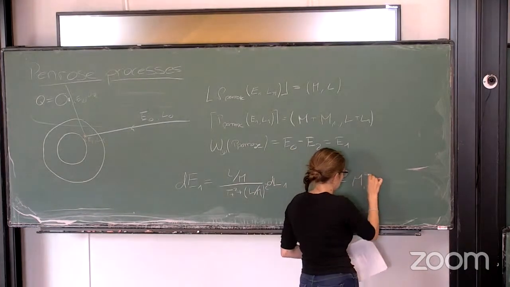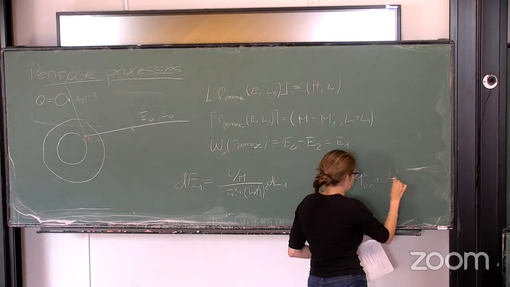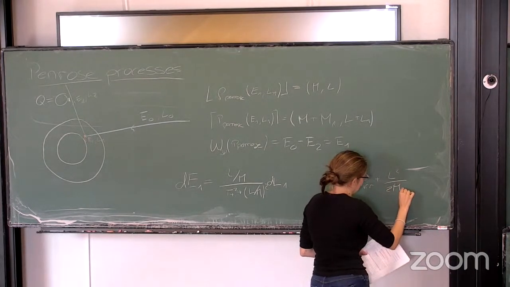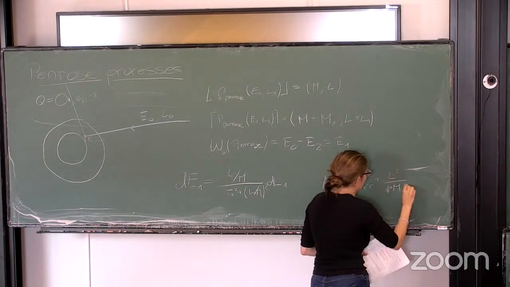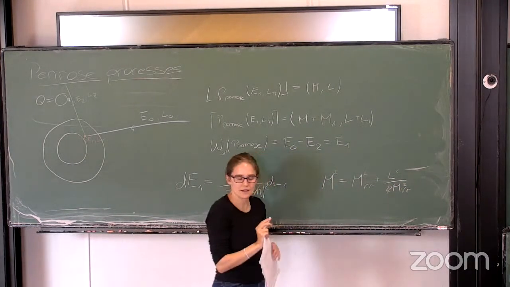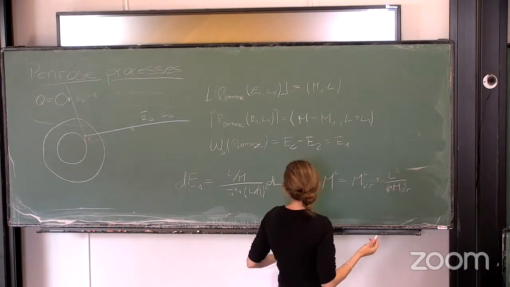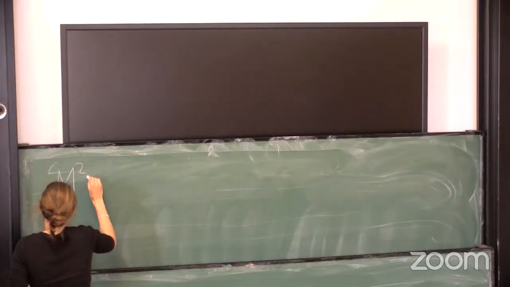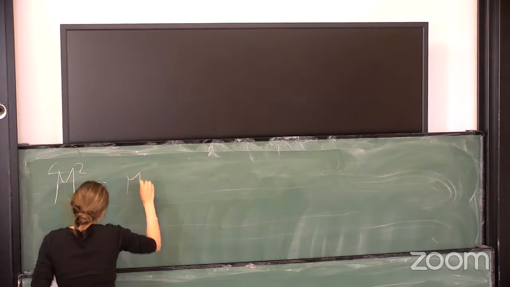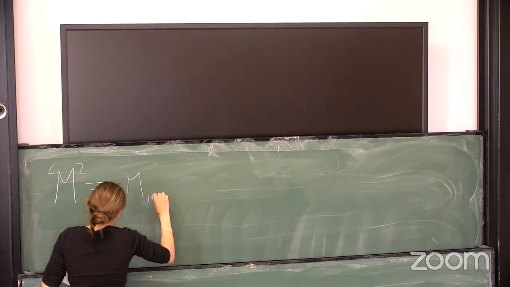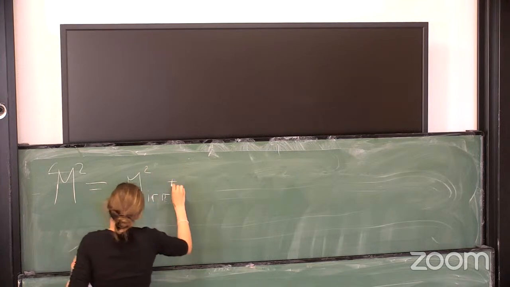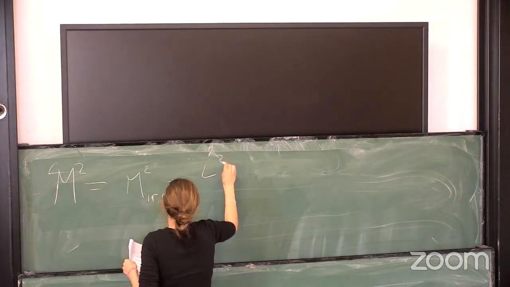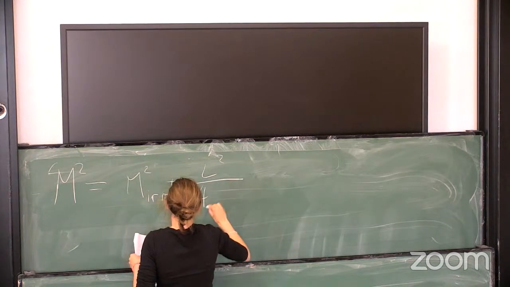So for all states, it will hold that the irreducible mass, which is, can you write a bit larger? I'll write it again on another board. So for all states I can reach via these reversible Penrose processes, it holds that the irreducible mass is constant. So both the final and the initial state will fulfill this equation.